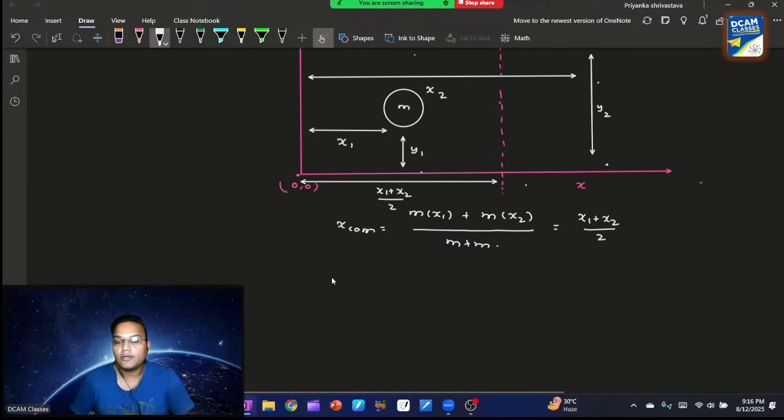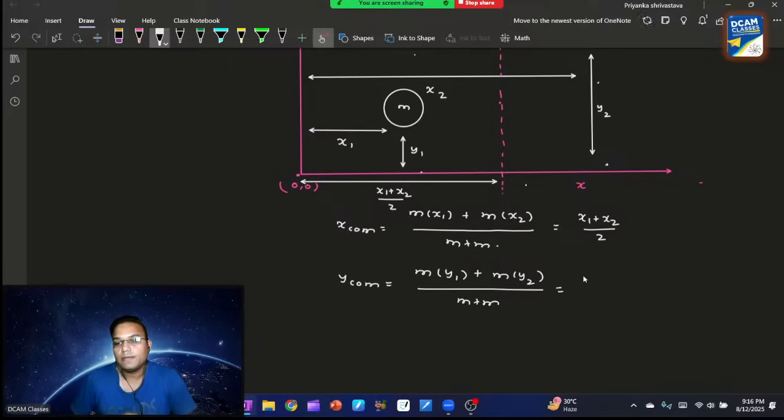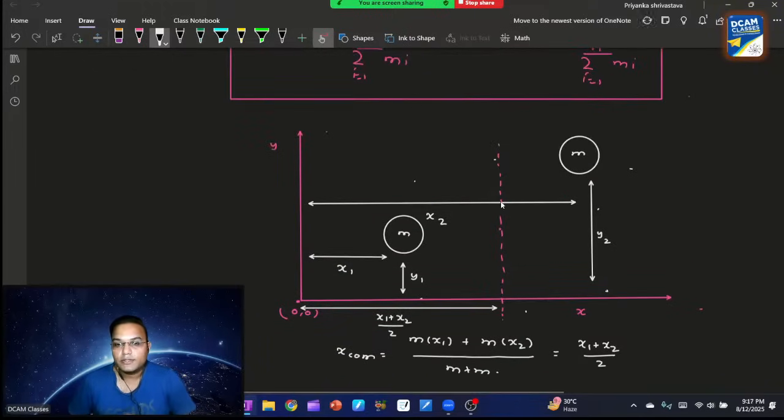Now to find the y center of mass: the first mass is at a distance of y1 from the origin, so m into y1. The second mass is at y2. Total mass is m plus m. So it will be y1 plus y2 by 2. So the center of mass of this system will be somewhere here, whose x coordinate is x1 plus x2 by 2 and y coordinate is y1 plus y2 by 2. This is how we calculate the center of mass of a system using the formula.